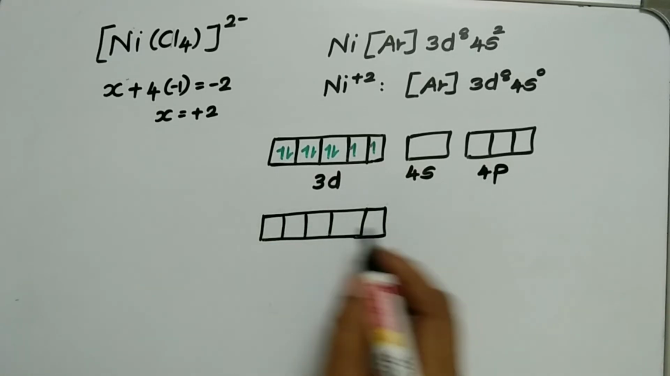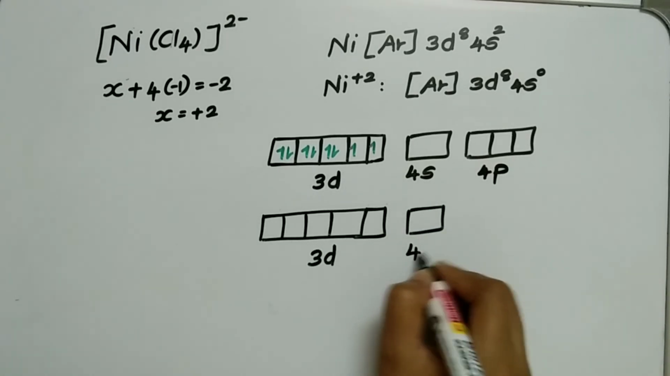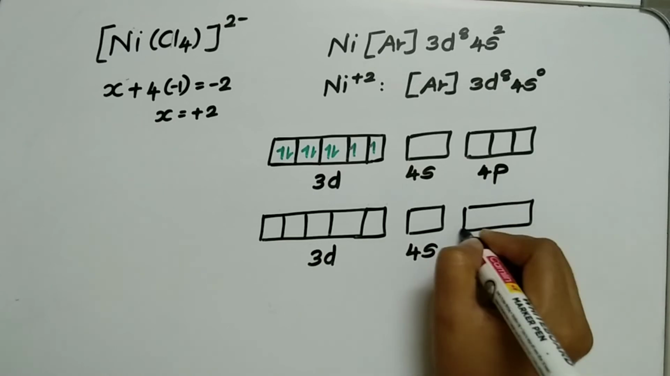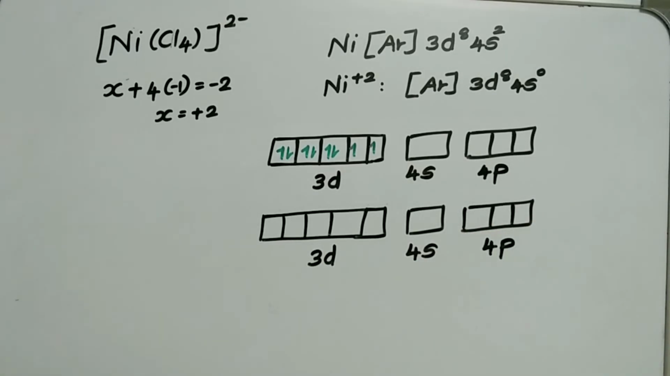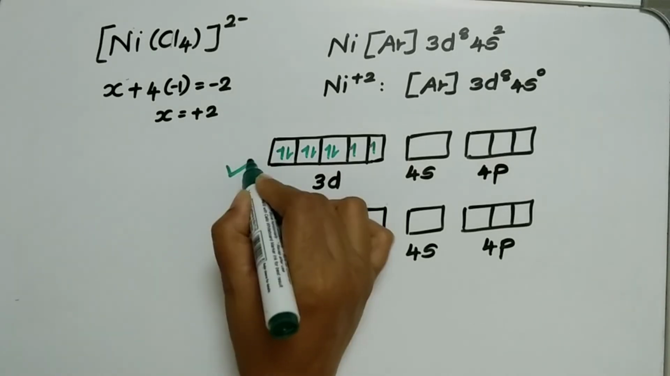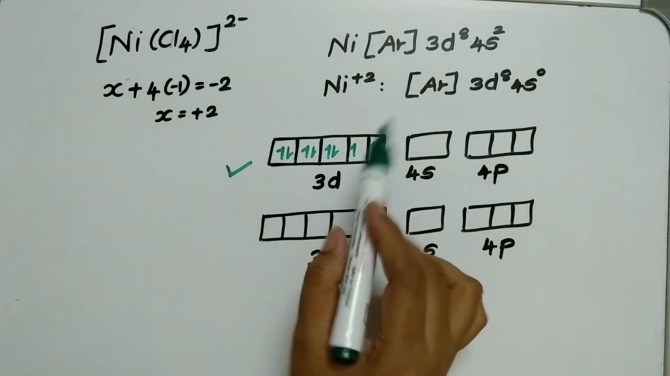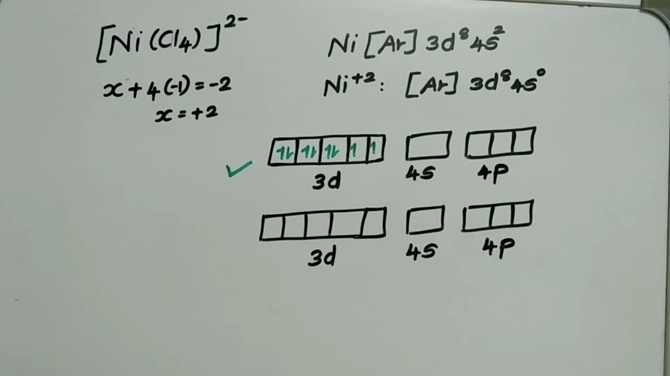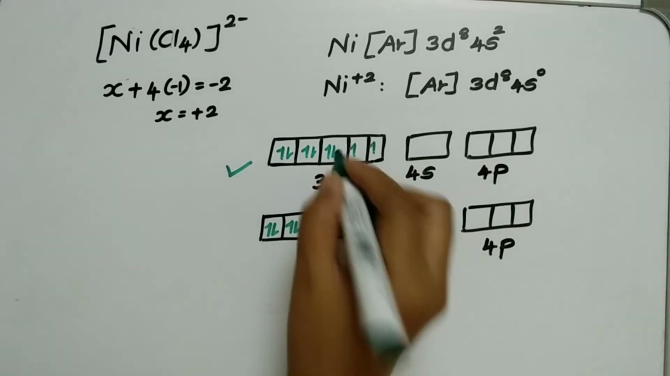Now, what will you check here? You have to check whether the ligand is a strong or a weak ligand. So, Cl minus is a weak ligand. So, pairing of electrons will not take place. It will remain as it is, because the ligand is a weak ligand. So, pairing will not take place. Correct. As it is, you can draw or let it be the same.